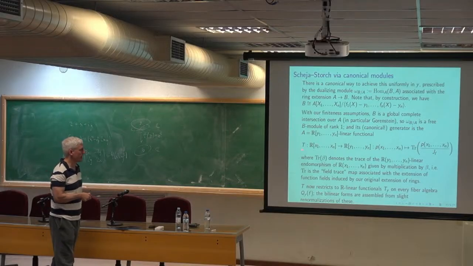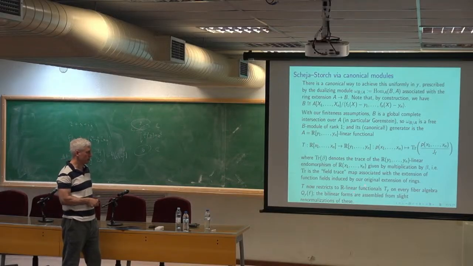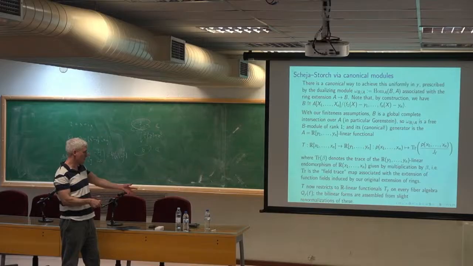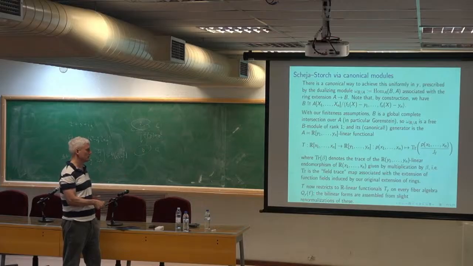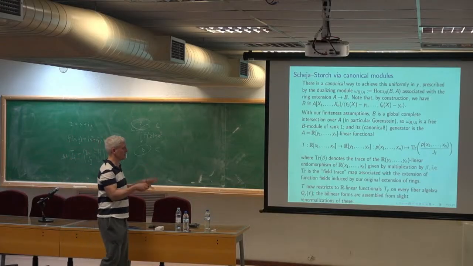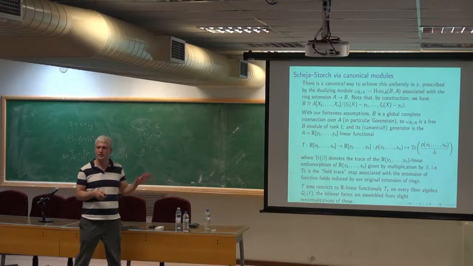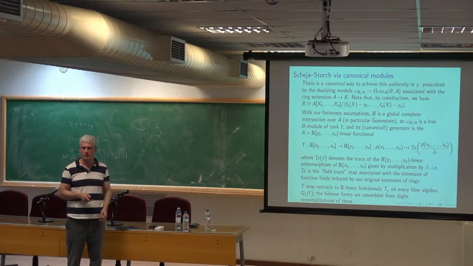What's nice about this is that T restricts to R-linear functionals on every fiber algebra parameterized by R^n. And so the idea, to conclude, is that all we have to do is assemble our bilinear forms using just very slight renormalizations of the form that we saw in the example. So this is a little bit of a sketchy proof, but I hope it gives at least the flavor for how this works.